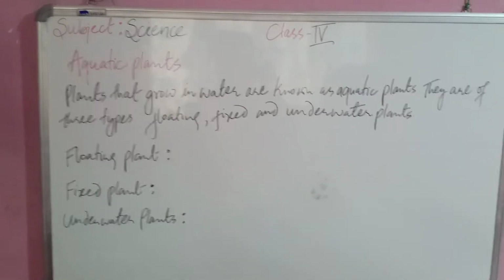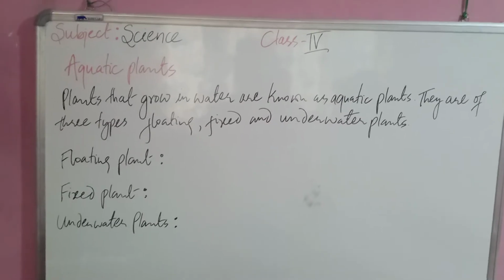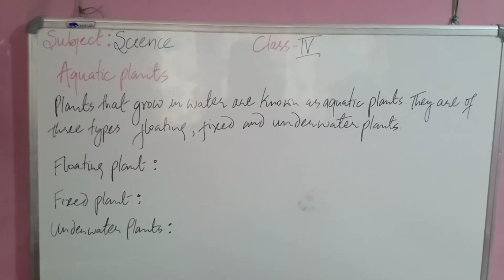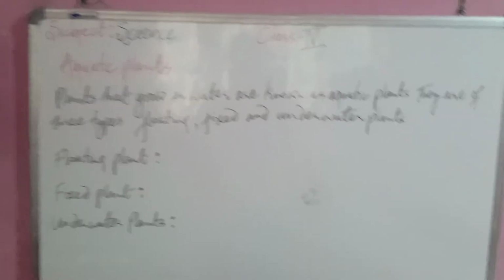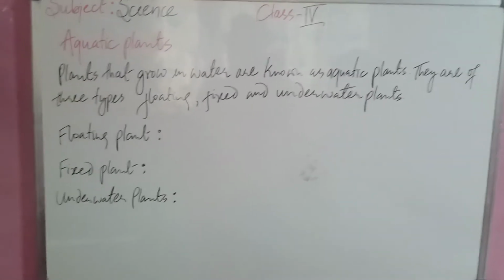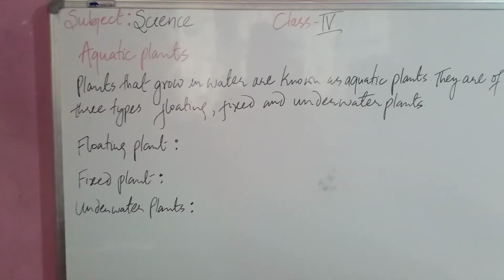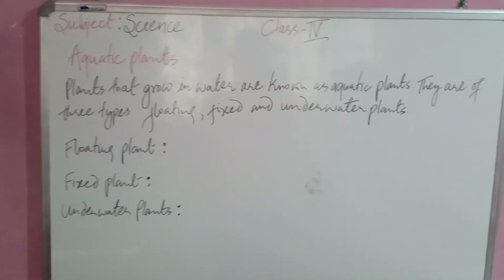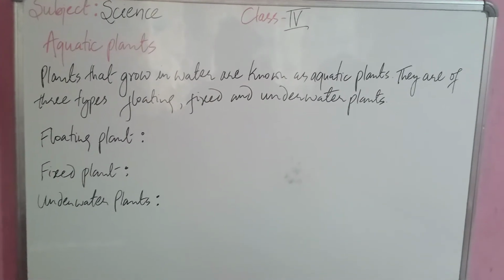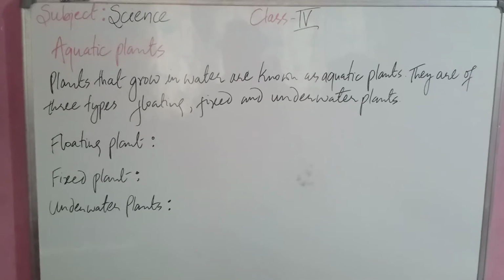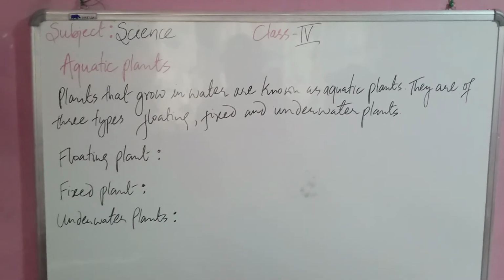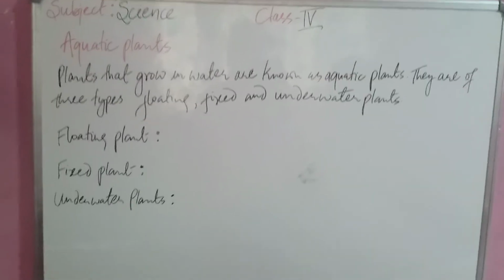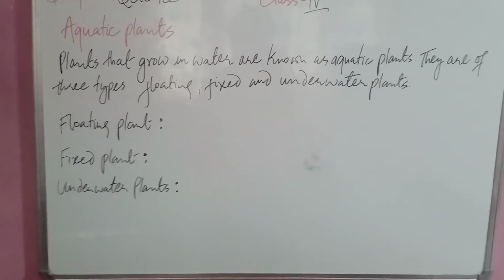So moving on, then we have another type of plant which is called aquatic plants. By the name itself, it is clearly mentioned here, aquatic. The plants that grow in water are known as aquatic plants. There are three types: floating, fixed and underwater plant. So the first one, floating plant.